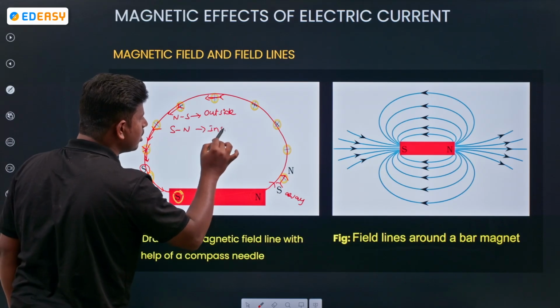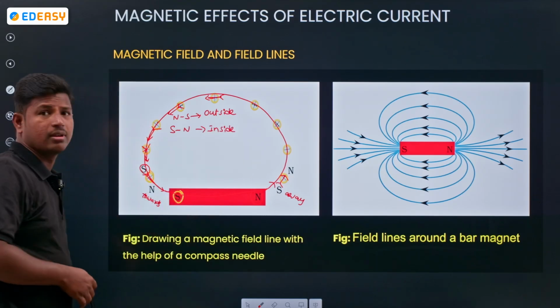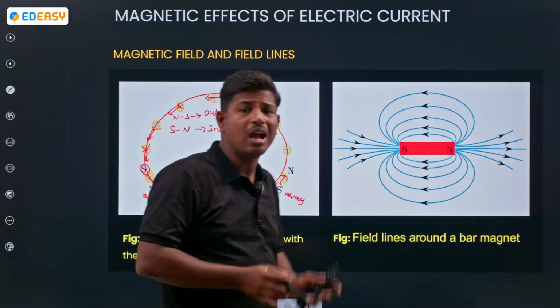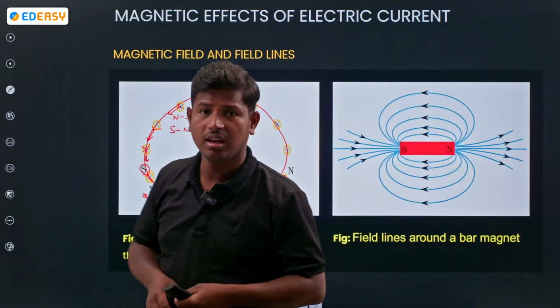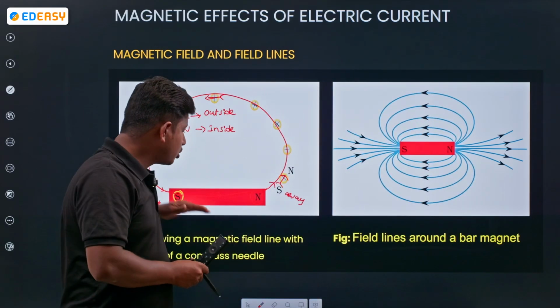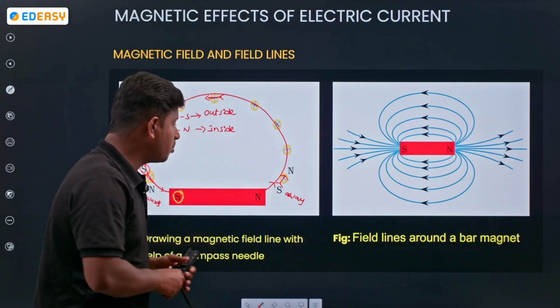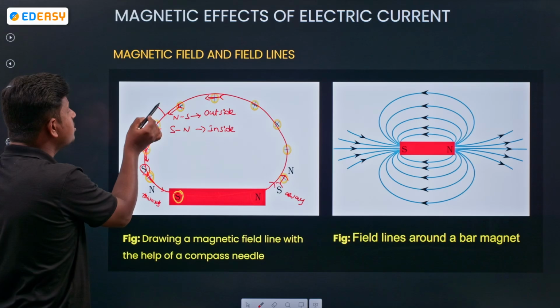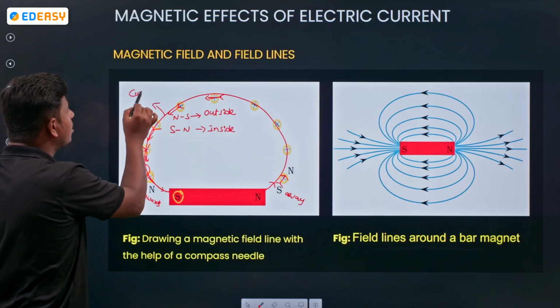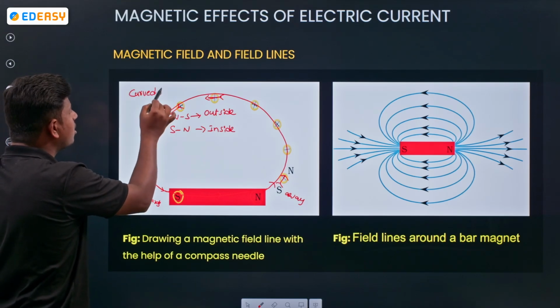Inside. So compare these two. North pole to south pole, how will it be outside the magnet? And what about inside? Where to where does it travel? South pole to north pole. It means it forms a complete loop, right? It forms curved loops or curved lines.